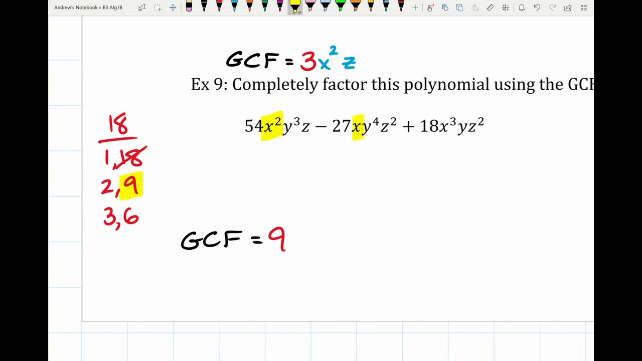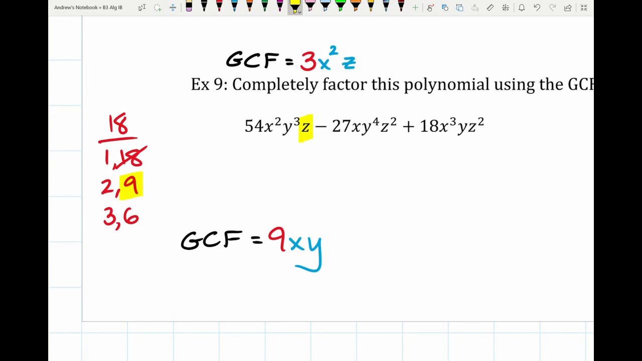As far as the variables go, same deal as before. I'm making sure I take a look at one variable at a time. For these x's, they all have an x, so that's good. This had 2, this had 1, this had 3. I gotta take the smallest and take out 1 x from each of these. After that, I'm taking a look at the y's. Y to the third, y to the fourth, and just a regular old y. There were 3 here, 4 in the middle, and 1 on the end. I gotta take the smallest. Only 1 y comes out of this whole thing.